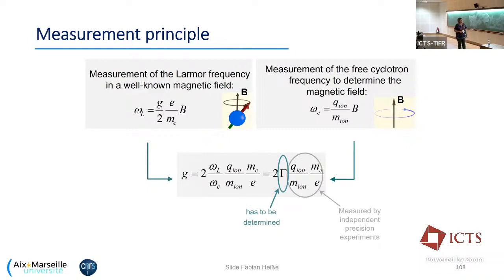Now, how to measure the Larmor frequency? What we want to measure is the ratio of this Larmor frequency to this cyclotron frequency. This is in order to determine the g-factor, which is the factor we want to measure.